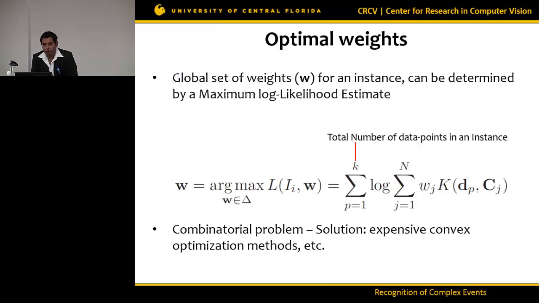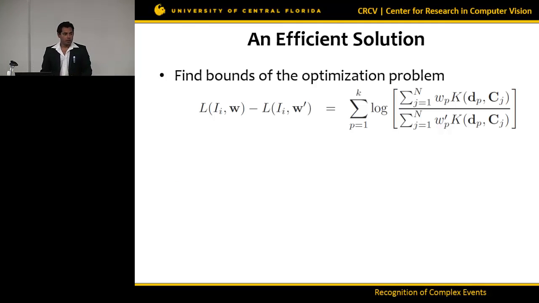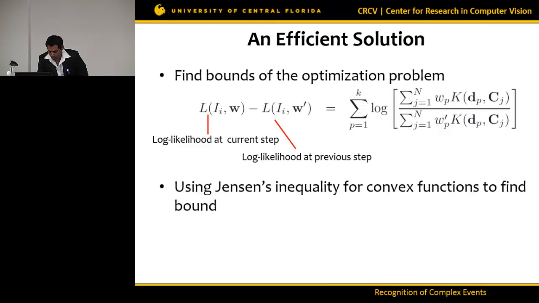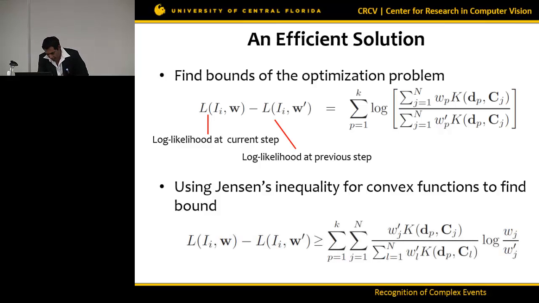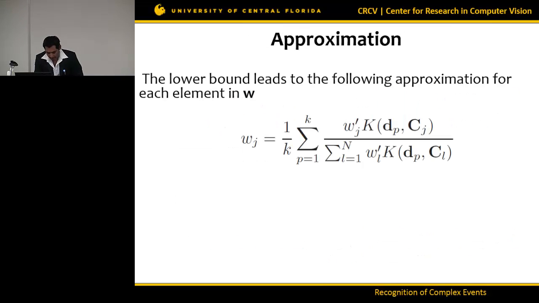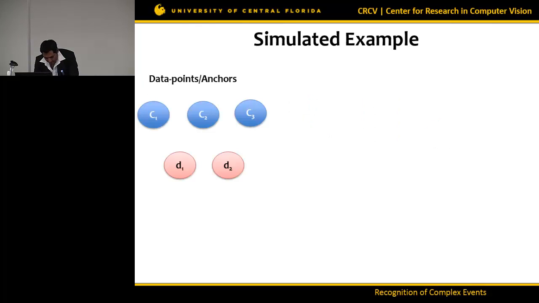So what we propose here is a bounded optimization problem, where we assume that the log likelihood is available at the previous step, and we want to find the log likelihood at the current step. We take the difference, and using Jensen's inequality for convex functions, we want to find a closed form solution for this particular expression. The closed form solution can be expressed in the next slide, which is this. Now, this can be solved using an EM setup, and the idea is illustrated in the next slide.